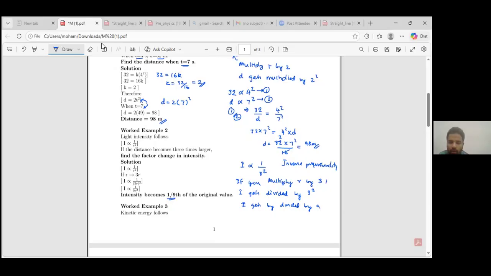Now, for example, if the intensity was 90, it will become 10, because it gets divided by 9. It gets to 1/9 of the original value. So that's what happens.